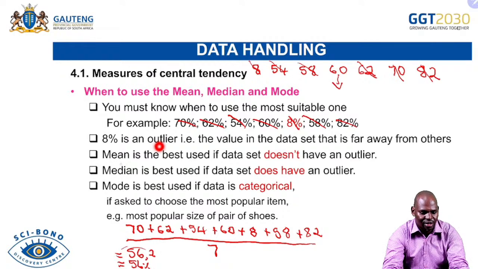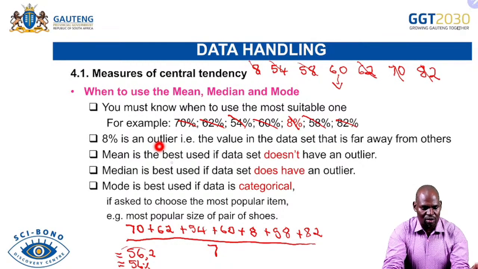Right, then we've got mode. Do we have a mode in this case? Do we have any number that appears more than once? We've got 70 once, 62 once, 54 once, 60 once, 8 once, 58 once, and 82 once. So in this case we don't have a mode. But you don't say the mode is 0, you say there's no mode, or just say none.